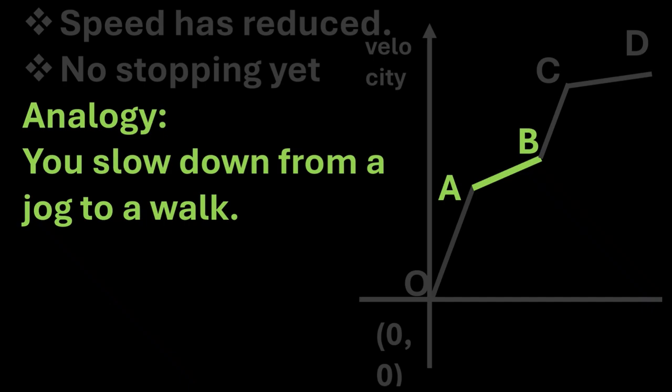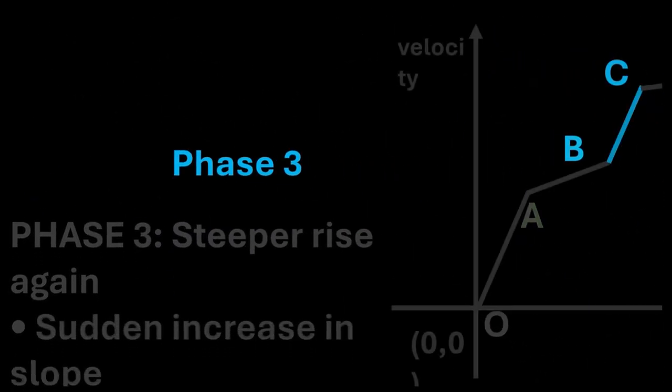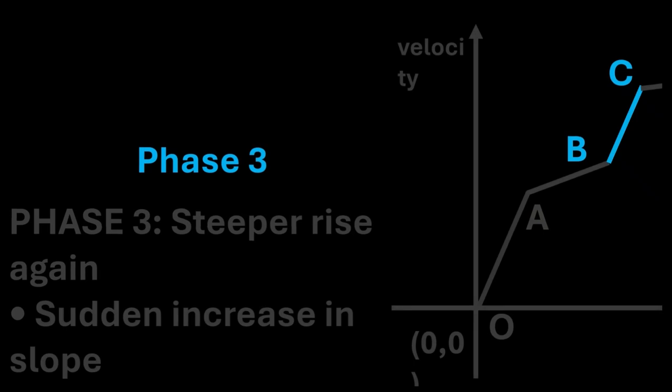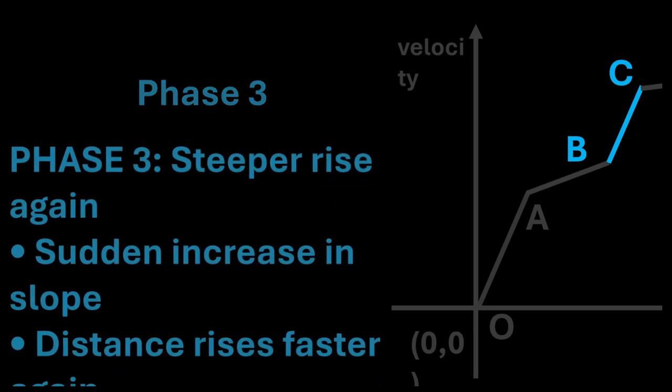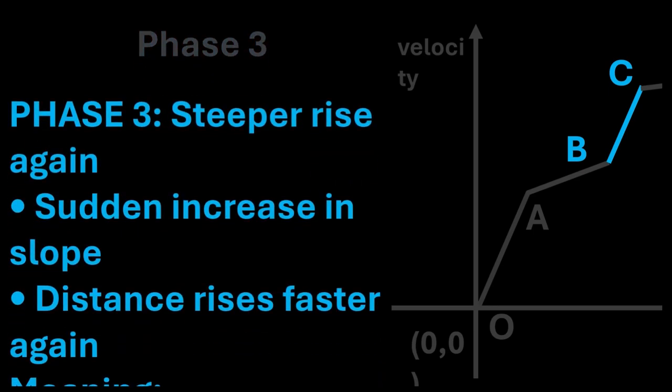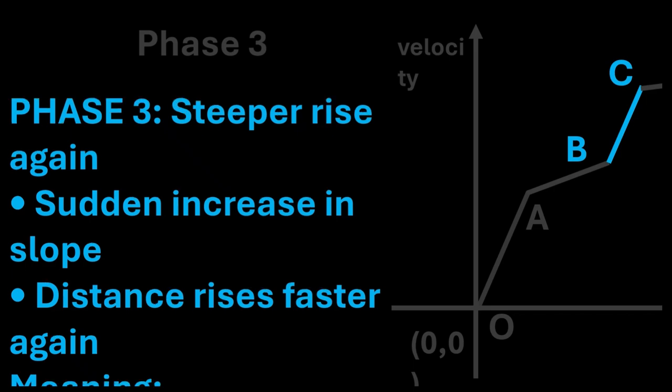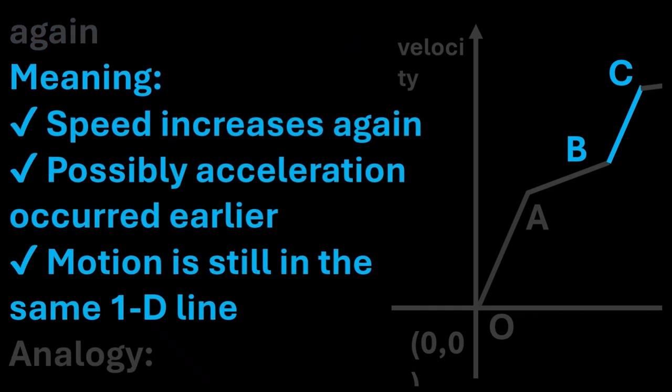Now, if we move on to the next one, which is phase three, from B to C, what we see again is that the rise is steeper here, as we had in O to A, and there is a sudden increase in the slope as well. Therefore, distance rises faster again. And what would this mean? This means that the speed is increasing again.